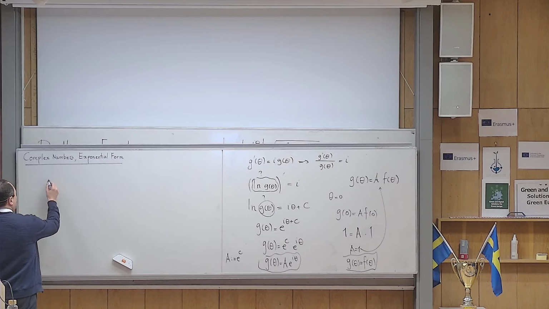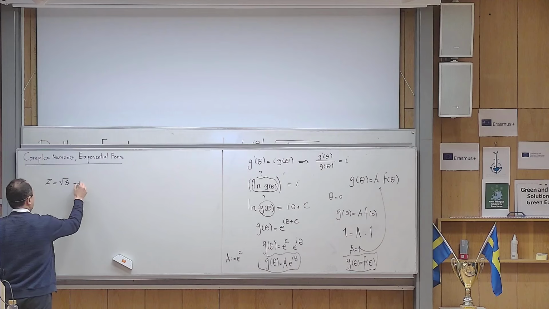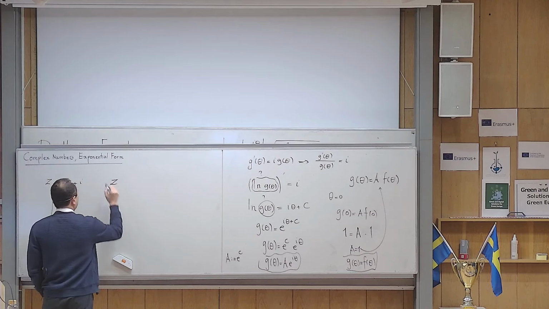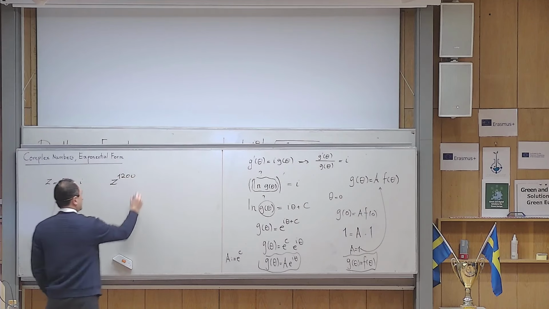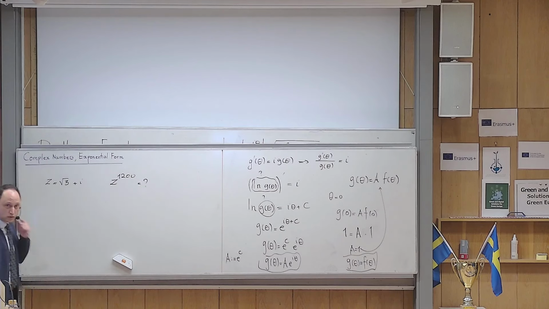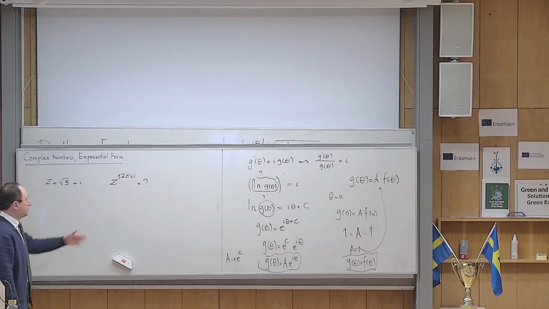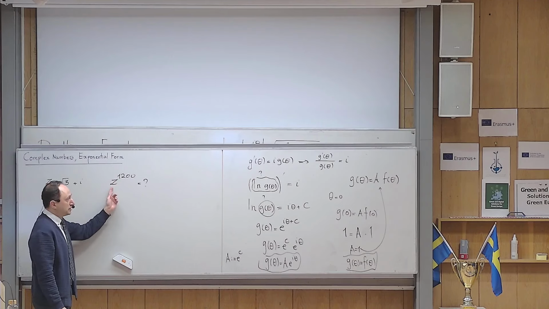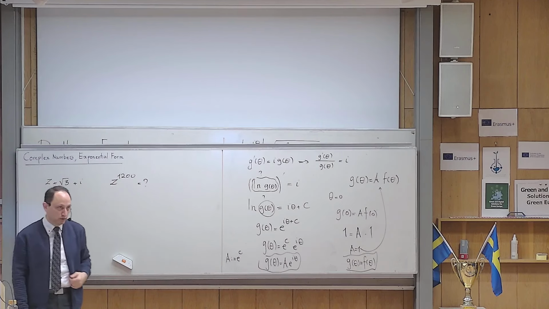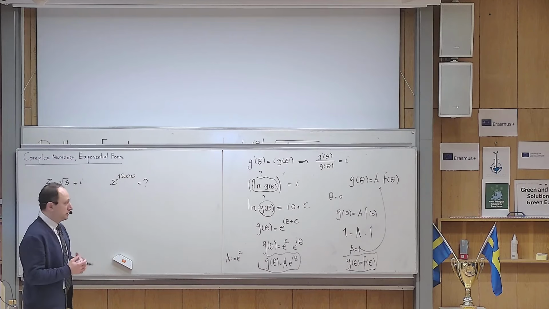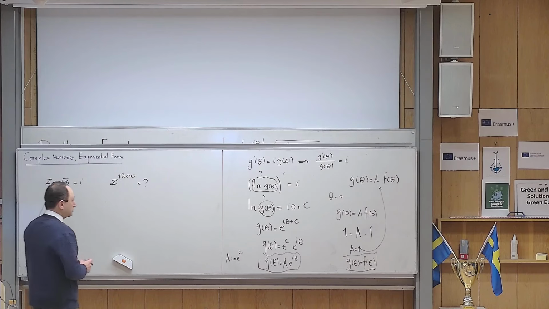For example, let me write z equals square root of 3 plus i, and I ask you, what is z to the power, I don't know, 1200? Something like this. Of course, now you have two alternatives. Before today's lesson, if you saw an extremely high power of a complex number, it was an indication that you have to switch to the polar form. But now, if I were you, I would prefer to switch to the exponential form because at least it's more compact.